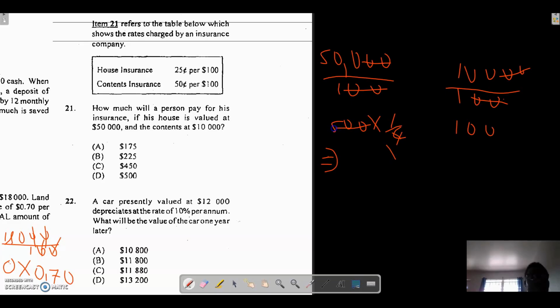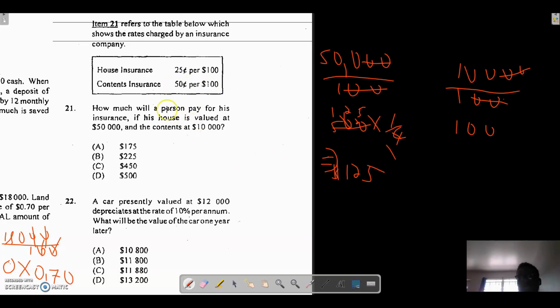4 into 4 is 1. 4 into 5 is 1. Carry the 1. 4 into 10 is 2. And carry the 2 as a remainder. And 4 into 20 is 5. So you have 125 there. That is for the house.